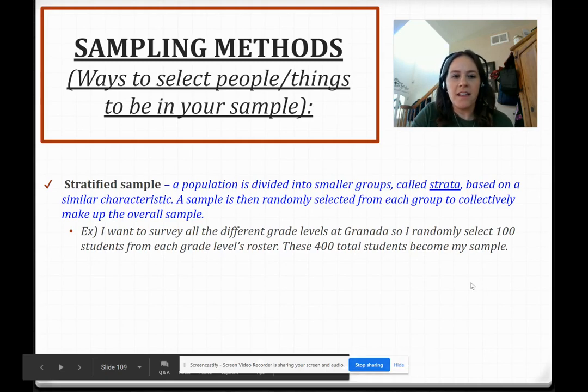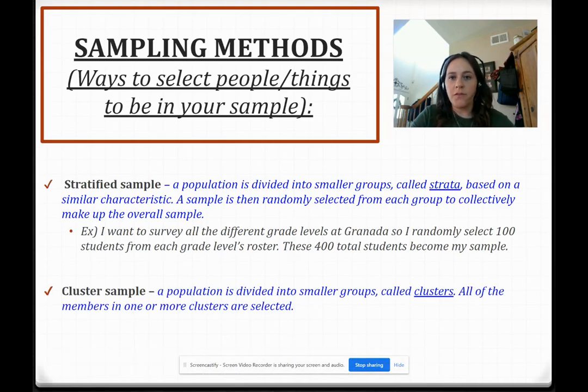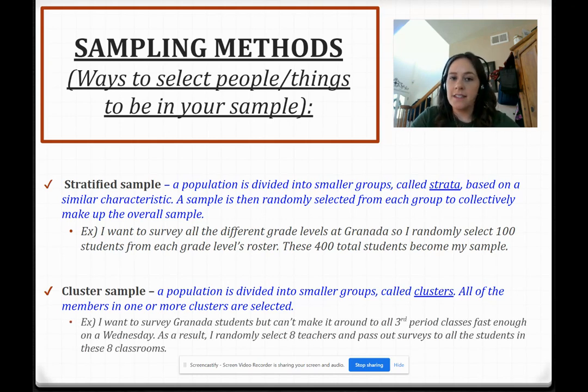Our next sampling method is called cluster sample. Now, at first glance, cluster sampling and stratified sampling sound very similar, so I'm going to try and distinguish the difference between them. Cluster sample is a population is divided into smaller groups, very similar to strata, but in this point we call them clusters. Then at that point, all the members in one or more of the clusters are selected. So this example is, let's say I want to survey Granada students, but I can't make it around to all third period classes fast enough on a Wednesday. As a result, I randomly select 8 teachers and pass out surveys to all the students in those 8 classrooms.